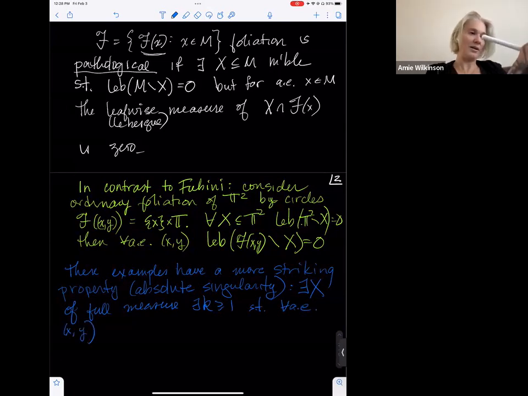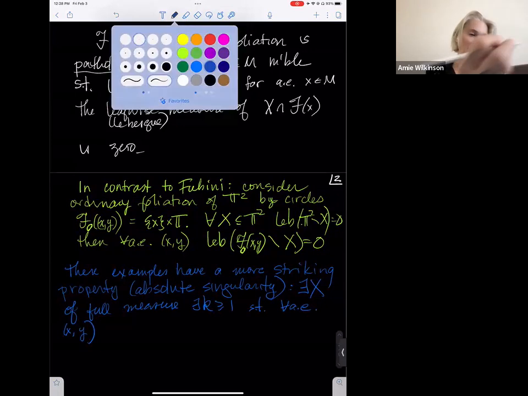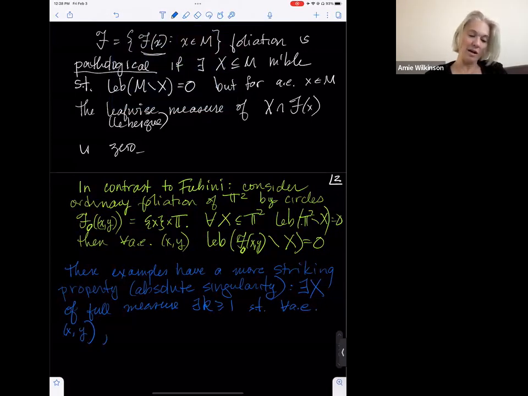x, y, to distinguish, let's call this F naught, this smooth foliation, because I want to use F to talk about these other foliations. If I look at the leaf through x, y and I intersect it with this set X, pathological would say that the measure is 0. Absolute singularity would say it's k points, or maybe at most k.